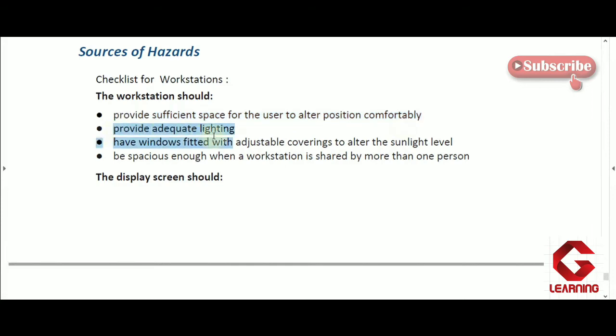The second one is to provide adequate lighting. At the workplace there must be enough lighting, whether natural or artificial, but lighting must be adequate, it must be enough, so that workers can work there properly and their eyesight will not be adversely affected. So there must be enough lighting at the workplace.